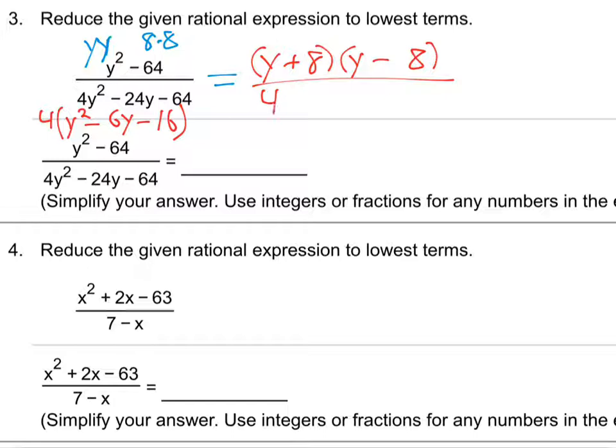So this 4 is going to stay there. But then the 3 terms here, what do we always do with 3 terms? We break them into 2 parentheses. So break those into 2 parentheses. Remember how it works? What multiplies to be y squared? Y times y.